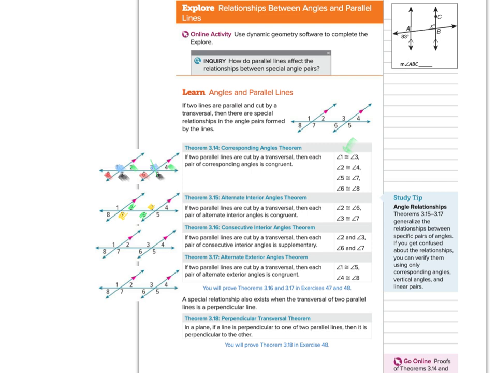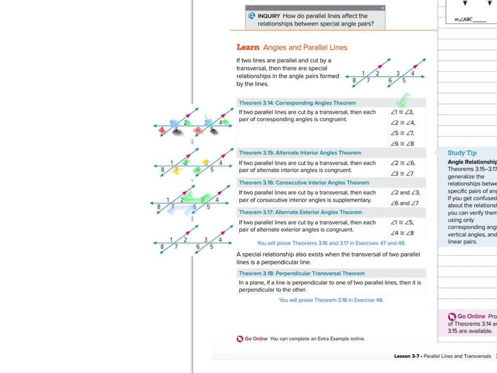Consecutive interior angles, we are talking about interior, in between the two, and 2 and 3 are consecutive interior angles, and 7 and 6 are consecutive interior angles. So they do not look the same. We have one acute, one obtuse angle, so those two do not look the same, so then they are supplementary. They are equal to 180 degrees. So in this case, angle 2 plus angle 3 equals 180 degrees. There, we know that. And that's what we know because they are supplementary.